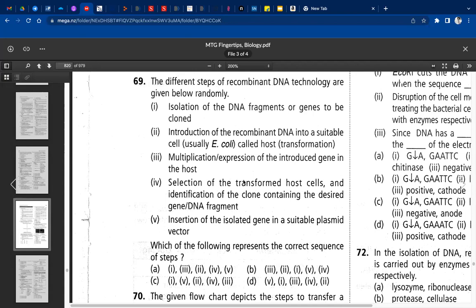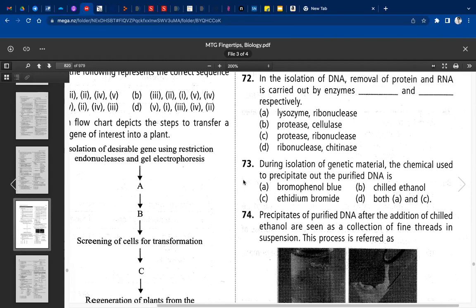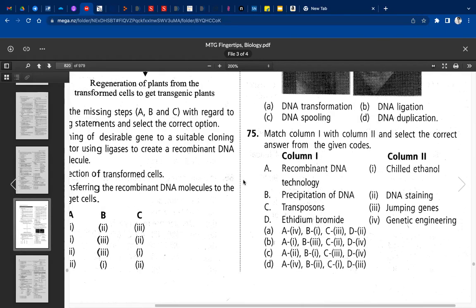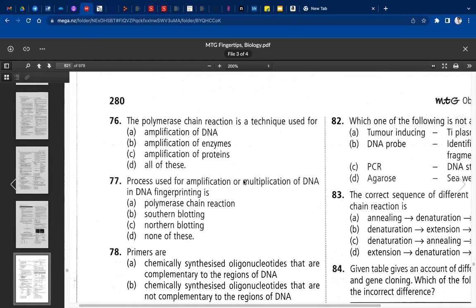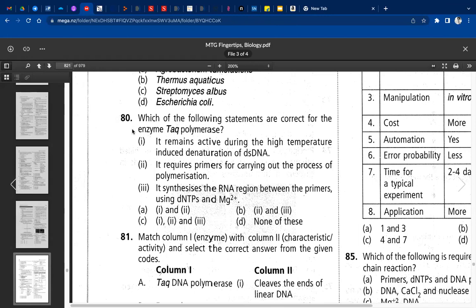Okay, Heba, Donna, and Atif. Yes, sir. Okay, we'll take one last quick question from this today, and that is question number 80. This one, question 80. Atif, will you read the last question, question 80 for today? Atif, are you there? Yes, sir. Question 80. Which of the following statements are correct for the enzyme Taq polymerase?